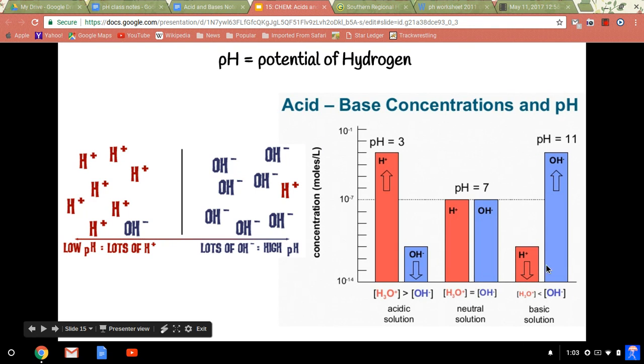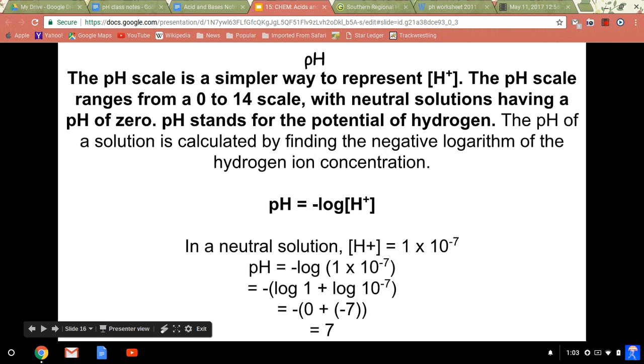And in a basic solution, you would only have a few hydrogen ions, but a whole bunch of hydroxides. So here's the math just to prove it to you so you know where it came from. Don't worry about the math. I'm only showing it to you once so that you can see what it's all about. The pH scale is way simpler than multiplying and doing all those scientific notation things.